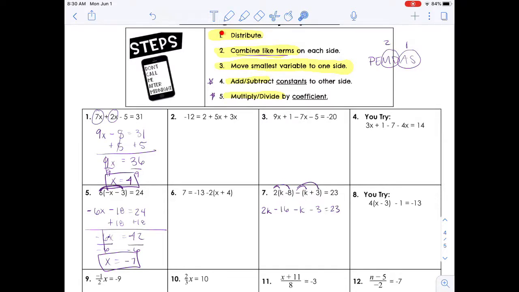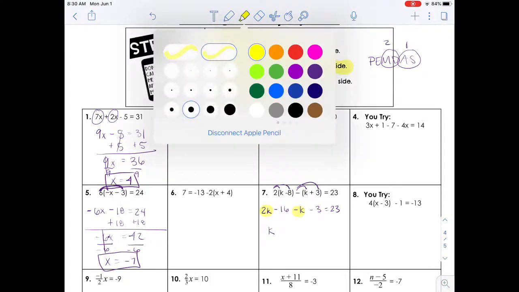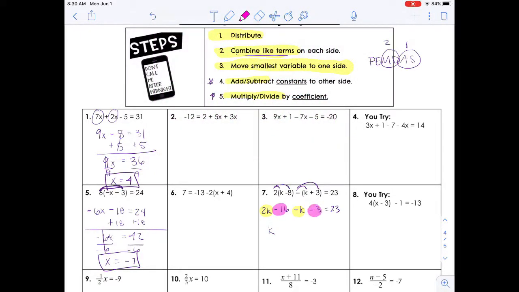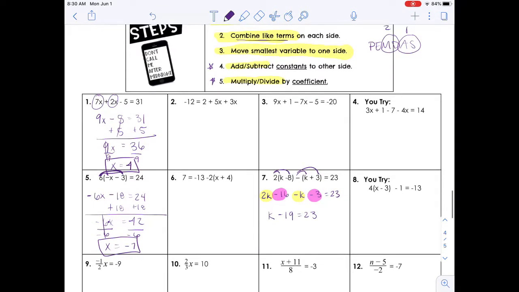So we did our first step, we distributed. Now we have to combine like terms. So we are going to find all of our k terms. So we've got 2k minus k is going to give us k. We've also got some constant terms. So we've got negative 16 and negative 3. If we combine those, it's going to give us a negative 19 equals 23. And now we have a 1-step equation. So we are going to undo that subtraction by adding.